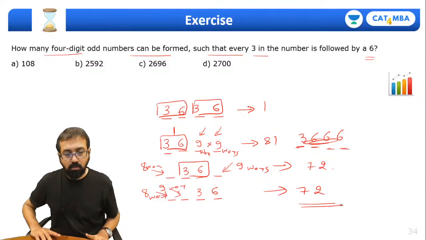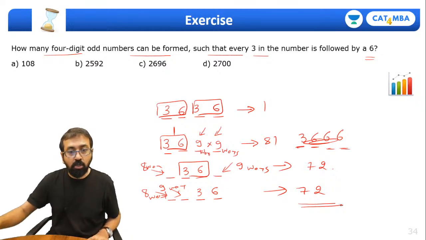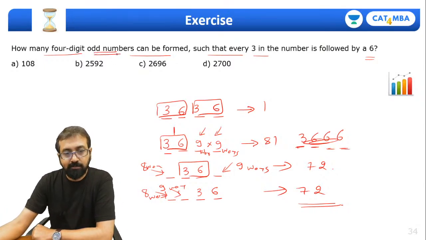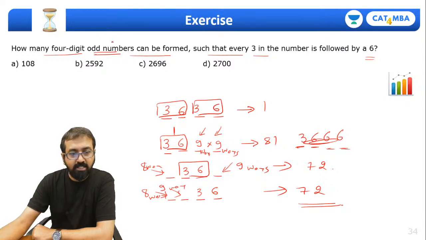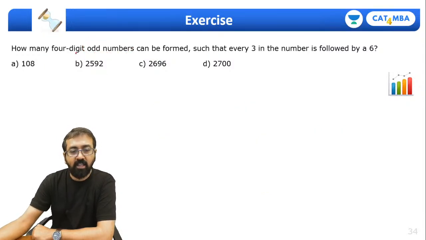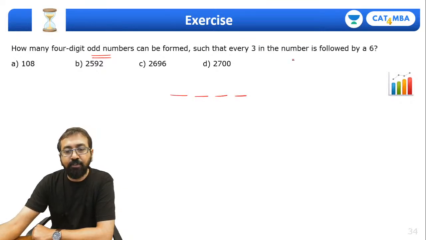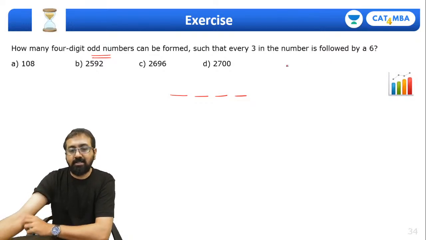So are we missing something? How many 4-digit odd numbers? We need to find out odd numbers only. Guys, so I missed this part. Okay, let's do it again. There is a 4-digit odd number, right? Every 3 in the number is followed by a 6.